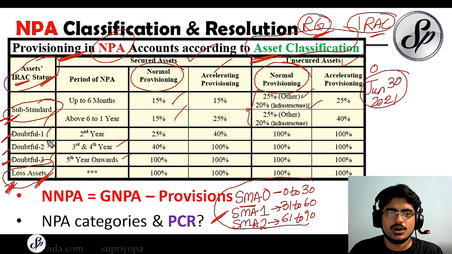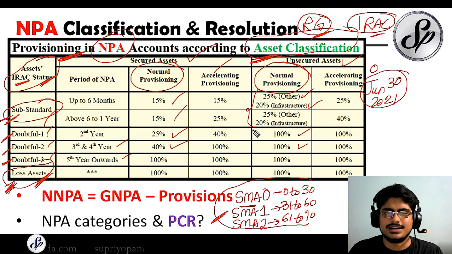For the doubtful 1 category, you have normal provisioning of 25% for the secured assets, and for the unsecured it is 100%. For the doubtful 2 it is 40% and 100% over here, and so on and so forth, you have 100% for the rest of them. Now, what are these percentages a percentage of? They are a percentage of the outstanding amount of the loan. So you have to make provisions of this percentage out of the total value outstanding in those loans. Just make a note of it.